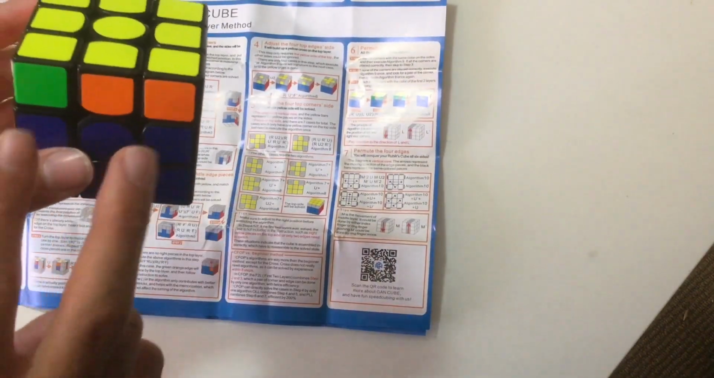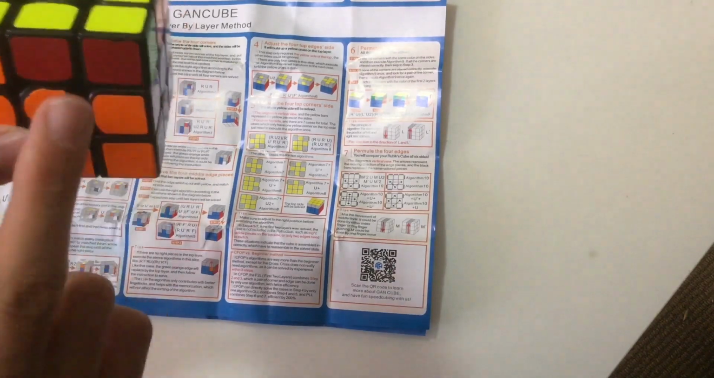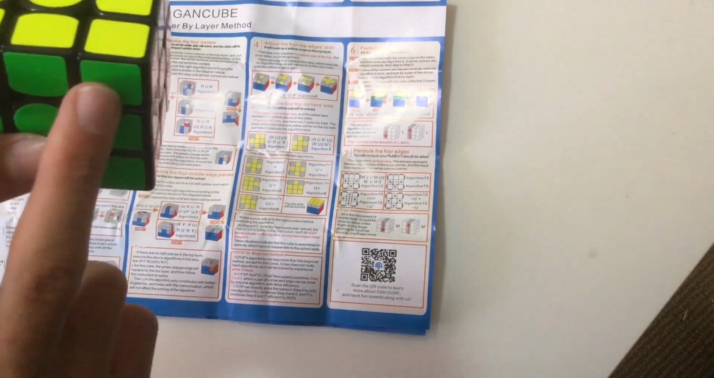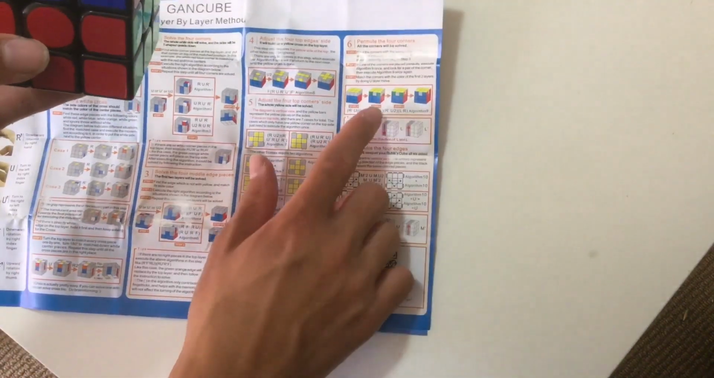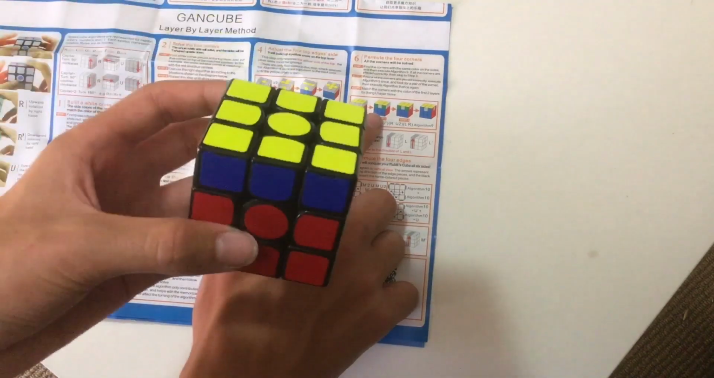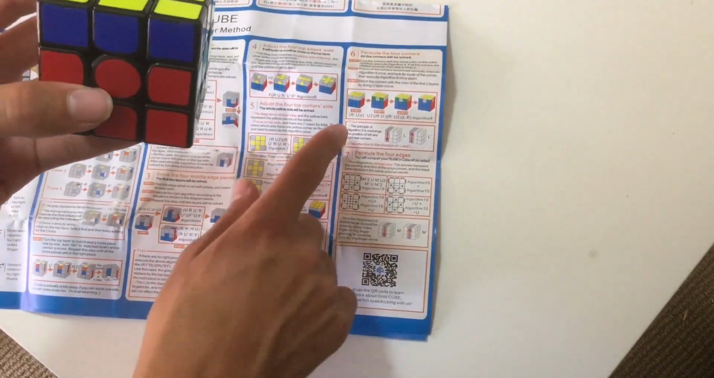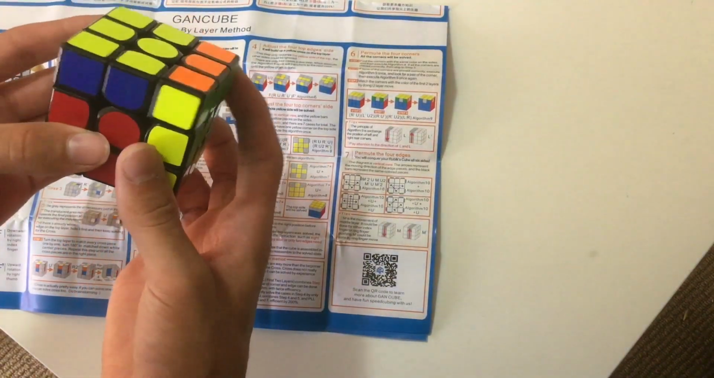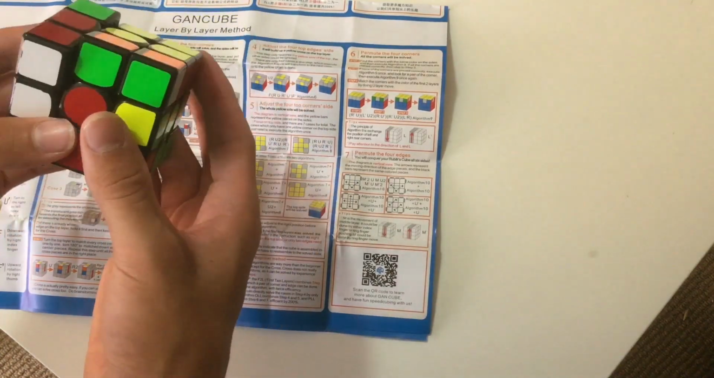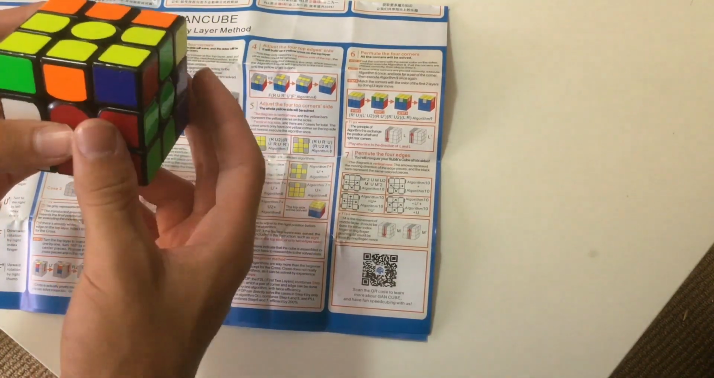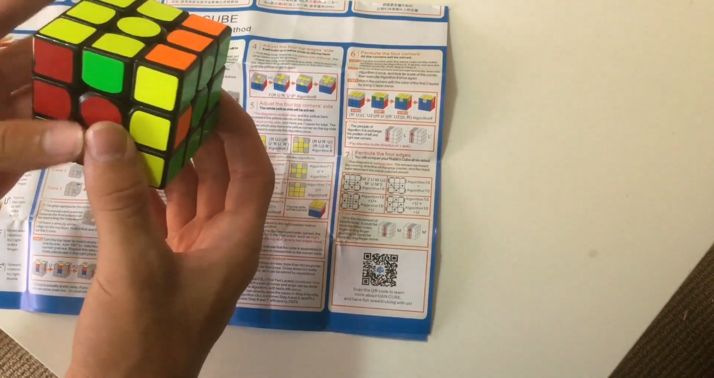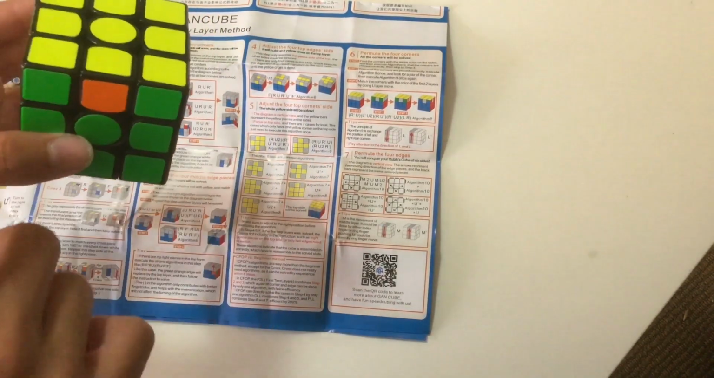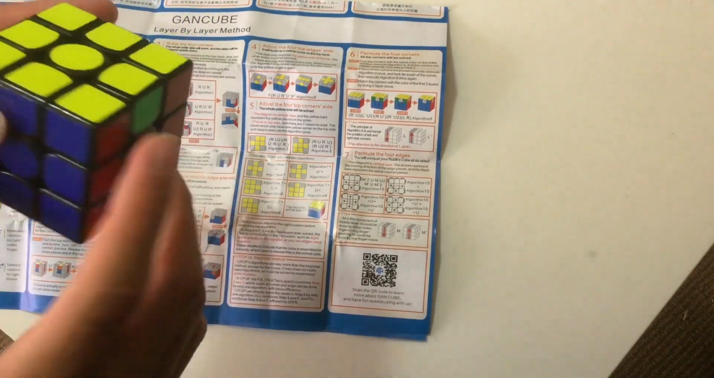So let's see which one is the headlight. This one isn't because they're not the same. This one isn't. This one isn't. And this one is, because these two colors are the same. The middle doesn't really matter. And then we hold it so the headlights are facing you, and then we do the algorithm. R prime, U, L prime, U2, R, U prime, R prime, U2, L, R. And now as you can see, all the corners are permuted.